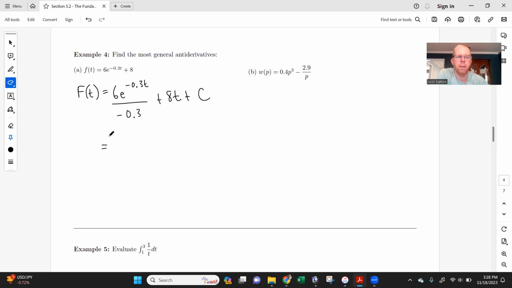And so then we can simplify this. 6 divided by -0.3 is -20. E to the -0.3t plus 8t plus c.